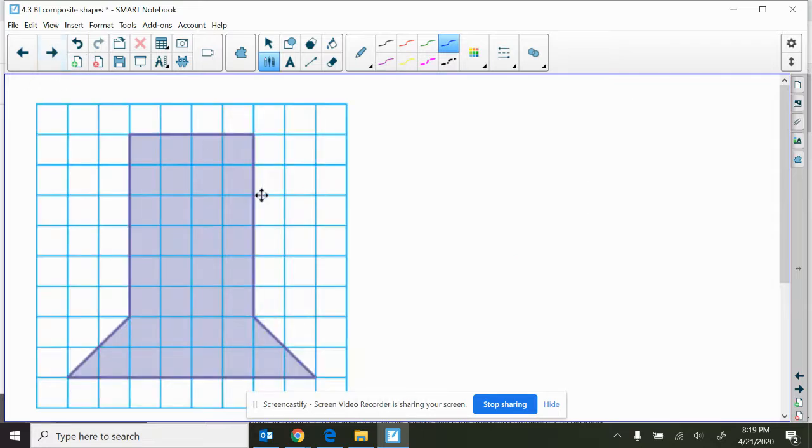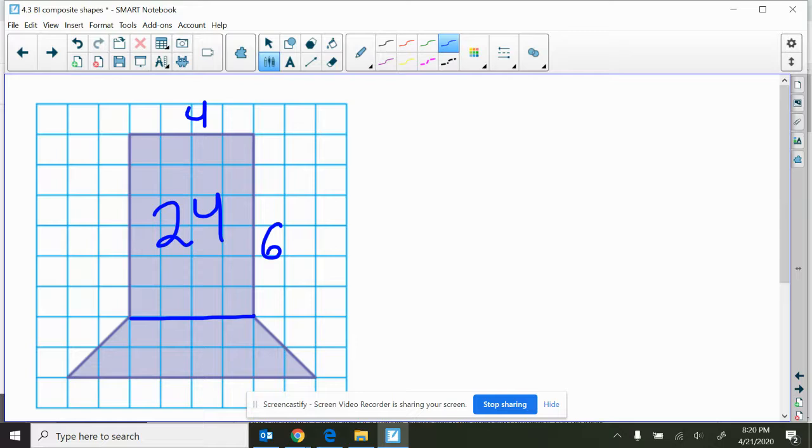Moving on to our next one. Well, there are a few ways we can divide this. We can make it into a big rectangle and a couple of triangles. I'm going to divide it like this, and that's going to make it into a rectangle and then a trapezoid on the bottom. My rectangle is 4 across by 1, 2, 3, 4, 5, 6 on the side. So that gives me 4 by 6, which is 24.